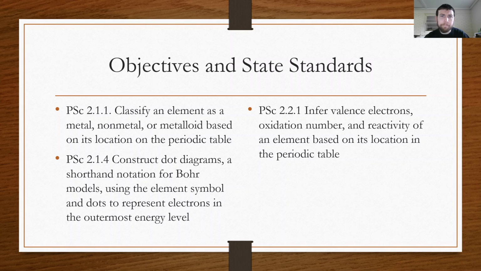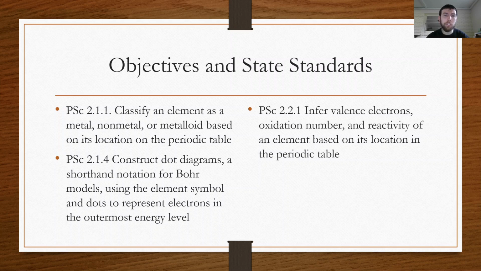And so before we dive into the information, what's new, what we're going to be looking at, I want us to take a look at our objectives and the state standards. So in North Carolina, these are the things that I'm hoping we're going to be able to do by the end of this particular unit. If you look at the first thing there, I want you guys to be able to classify an element as a metal, non-metal, or metalloid based on its location on the periodic table. Essentially, if I give you an element, you should be able to tell me, is it a metal, is it a non-metal, or is it a metalloid, right?